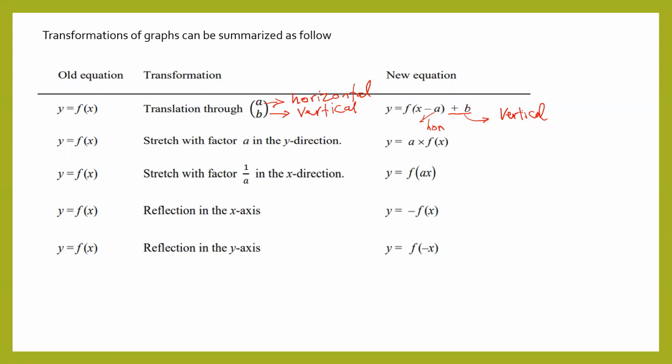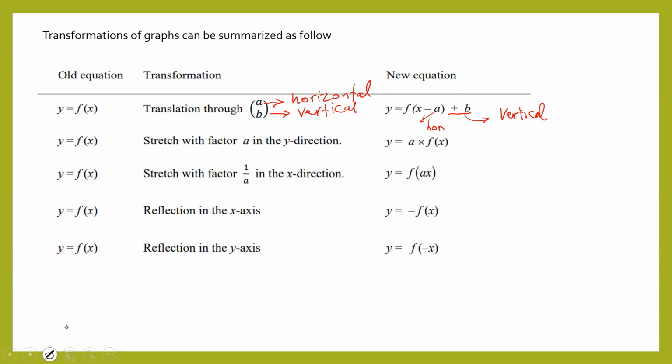And if we have vertical, we don't change, we just keep it as it is. So if you notice, minus a here has been written as a, and the b has been written as it is. So we change the sign of the number inside the function notation or inside the brackets, and whatever is out, we just keep it as it is. This is regarding the translation, and we're going to take examples to clarify more.